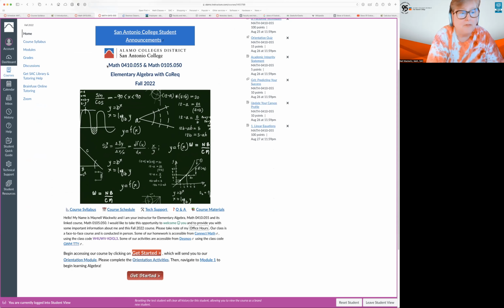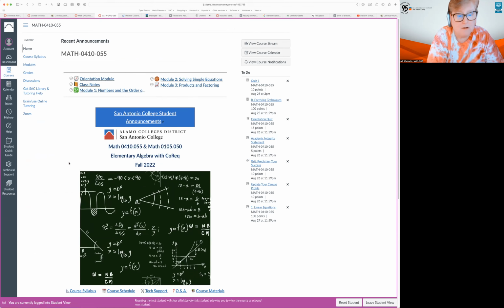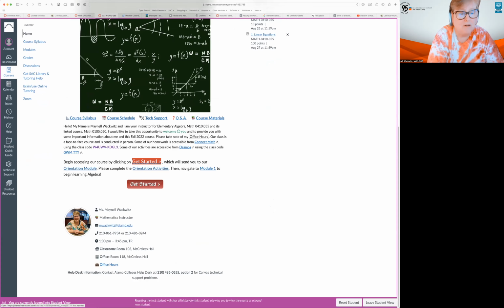And at the top, there are links for the orientation module, which you'll do the first week of class, our class notes, and then the three modules that we have. The first one is numbers in the order of operations, and then solving simple equations, and then products and factoring. Also, underneath this picture, there are links to the course syllabus, our schedule, tech support, a question and answer that is just for our class, and course materials.